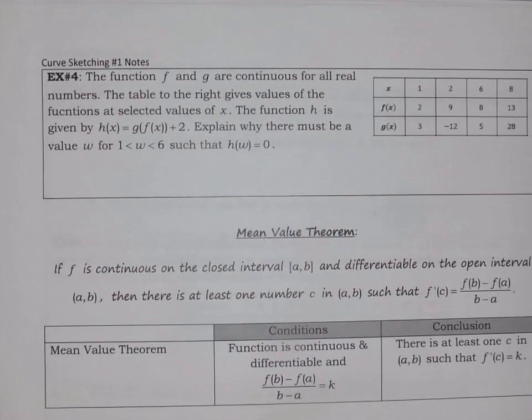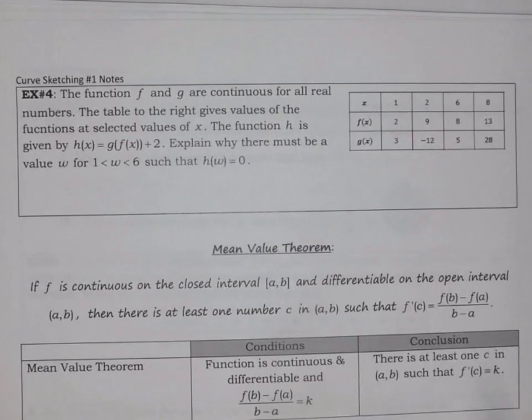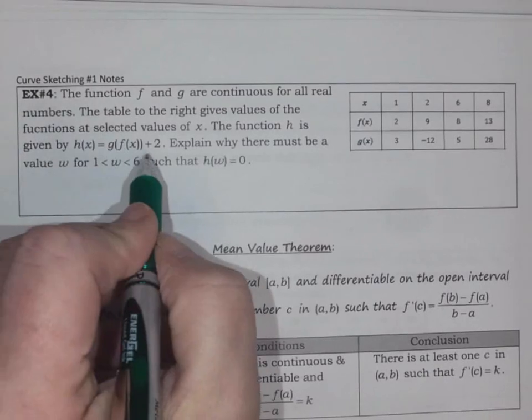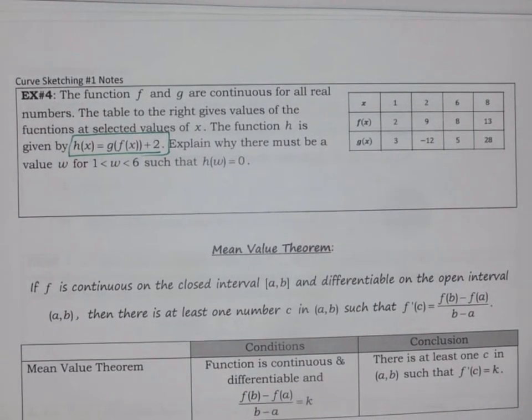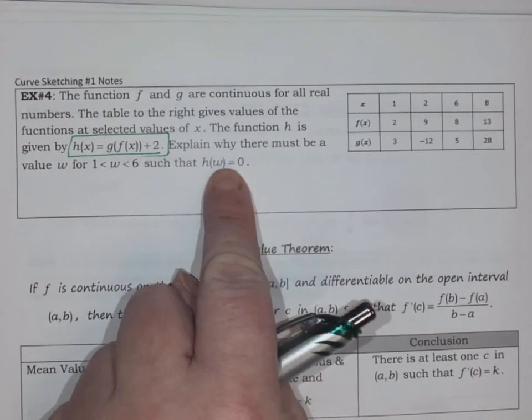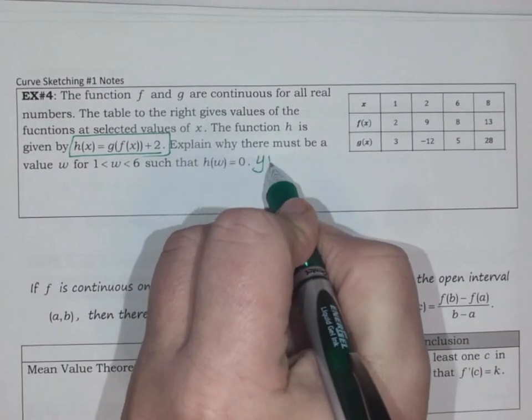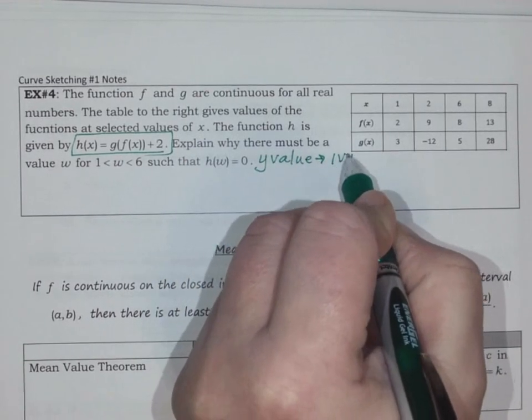It says the functions f and g are continuous for all real numbers. The table to the right gives values of the functions at selected values of x. The function h is given by h of x equals g of f of x plus 2. Explain why there must be a w in 1 to 6 such that h of w equals 0. Okay, so again, this is a y value that we're talking about. So anytime we're talking about a y value, we're using intermediate value theorem.